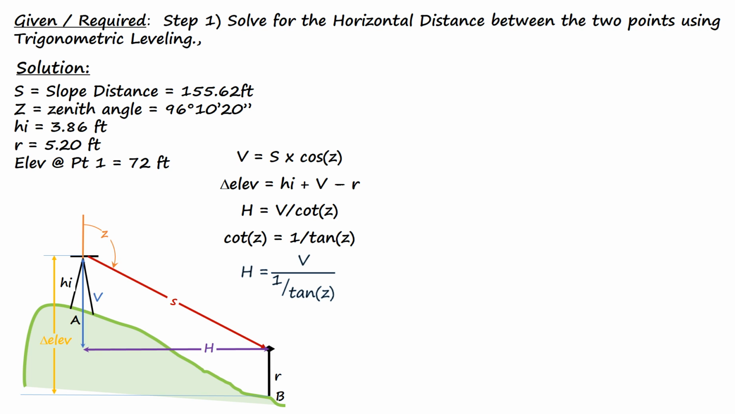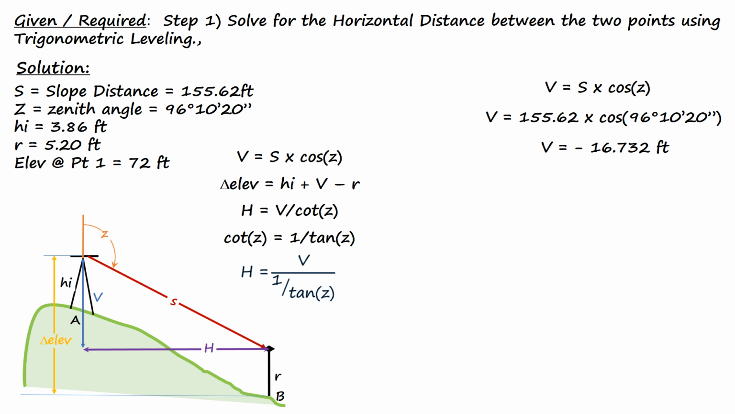Now when we start to put this information in, these are the equations that we're going to use. Because we have the slope distance and we need the horizontal distance for our side shot calculations, we'll have to solve for the horizontal distance in addition to the vertical and the change in elevation. So we plug in our equations and solve for the vertical distance. We have 155.62 cosine of 96 degrees, 10 minutes, and 20 seconds, and we get a vertical distance of negative 16.732. We know that it's negative because we are looking downhill.